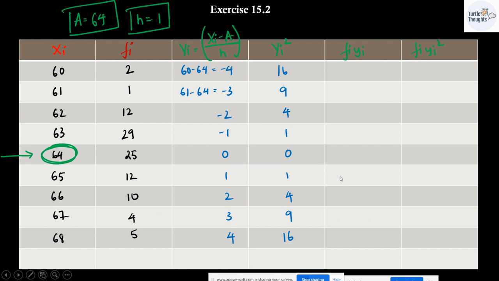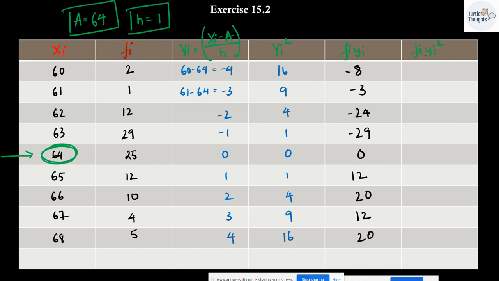Yes, good evening, Irfan. So fi multiplied by yi. Here I'll be getting 2 multiplied by minus 4. This will be minus 8. Next is going to be 1 multiplied by minus 3, minus 3. 12 multiplied by minus 2, it is going to be minus 24. And here I'll be having minus 29. Next 0. Anything multiplied by 0 is 0. 12 multiplied by 1 is 12. 10 multiplied by 2 is going to be 20. 4 multiplied by 3 is going to be 12. 5 multiplied by 4 is going to be 20 again.